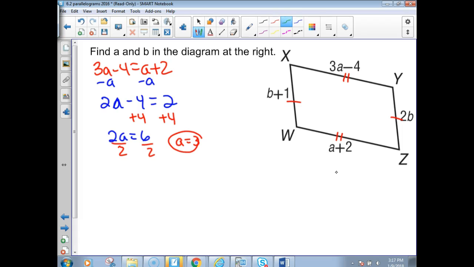Solve for the other variable, which is B. I think I better start with 2B. 2B or not 2B? All right, B plus... oops, I wrote a plus sign instead of equal. Equals B plus 1. Subtract B and you get B is 1.